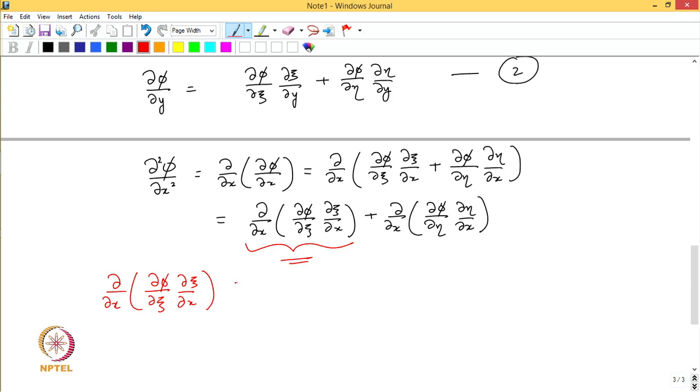Okay, so I can use the chain rule here. And the way I would use the chain rule is, let us say we keep the first function constant, we take the derivative of the second one. So, we will get d2 xi dx square plus we will have d xi dx into d by dx of d phi d xi. This is just using the chain rule.